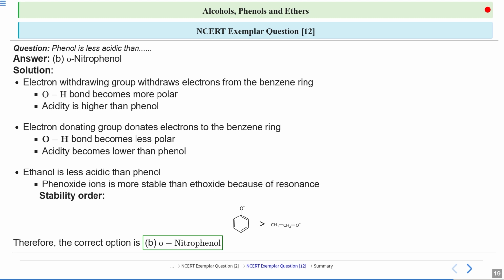Why? Because the nitro group, NO2 group, is an electron withdrawing group present at the ortho position, withdrawing the electrons from the benzene ring towards itself, making the OH bond more polar and making it easy to remove the H positive from the phenol ring, and increasing the acidity comparatively to the phenol. So the correct option is option B, that is orthonitrophenol.